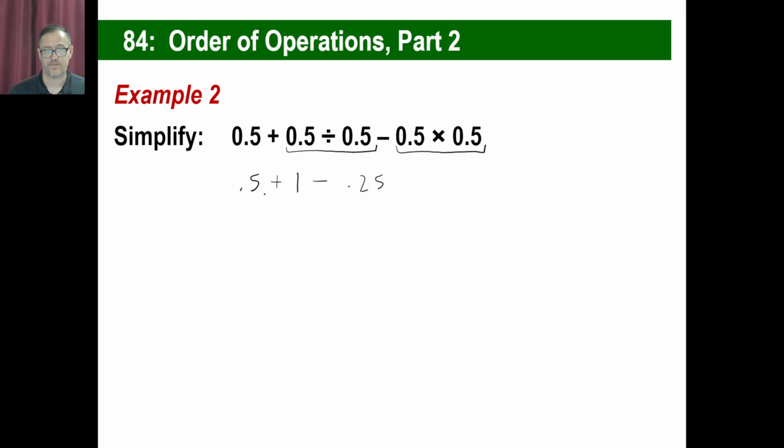Okay. Now that we have a bunch of addition and subtraction, we can do this in any order we want. Let's just go left to right. So 0.5 plus 1 is 1.5. 1.5 minus 0.25 is just 1.25. There we go. That's all there is to it. Okay. All right. That makes sense? Okay. That is order of operations.